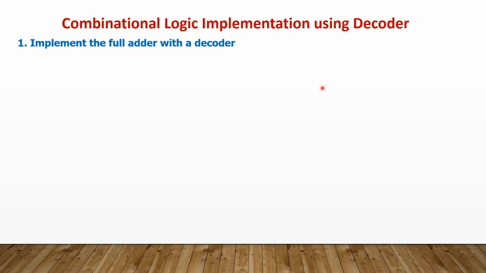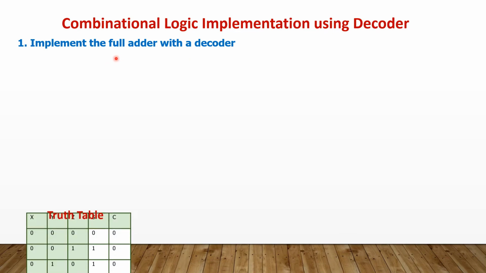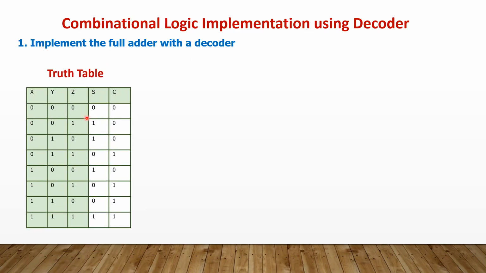This is the corresponding truth table for the 4 to 16 line decoder circuit. Next is implementation using a decoder. For example, the question is to implement the full adder with a decoder circuit. We know what a full adder circuit is. First we write the truth table for the full adder. The three inputs are X, Y, Z, and the outputs are sum and carry. From the truth table we can write sum in SOP form: sum is equal to sum of minterms 1, 2, 4, 7, and carry out is equal to sum of minterms 3, 5, 6, 7.